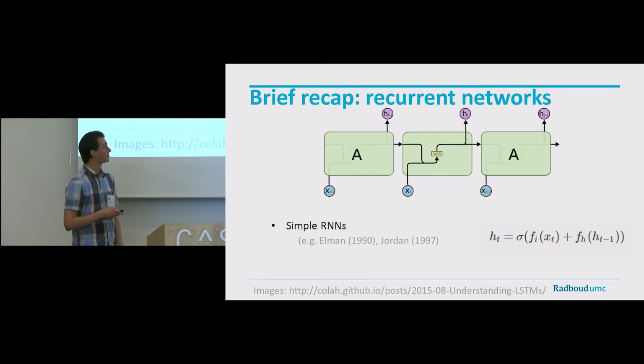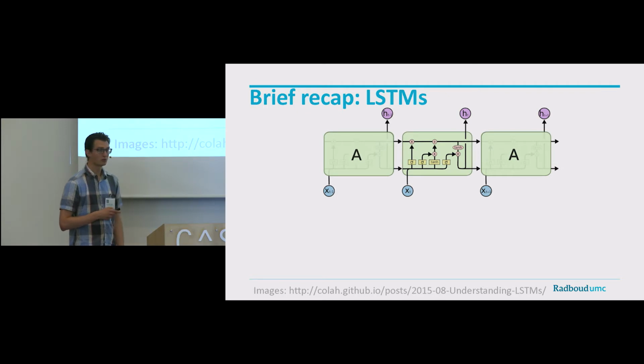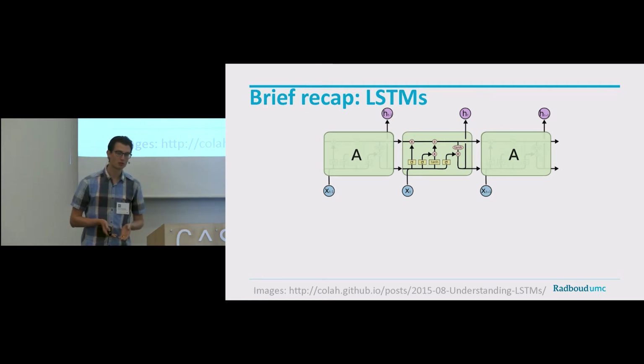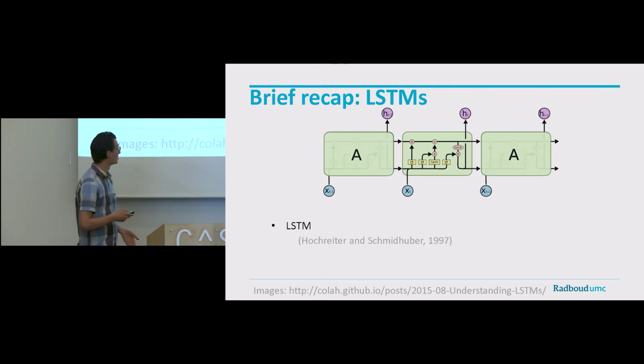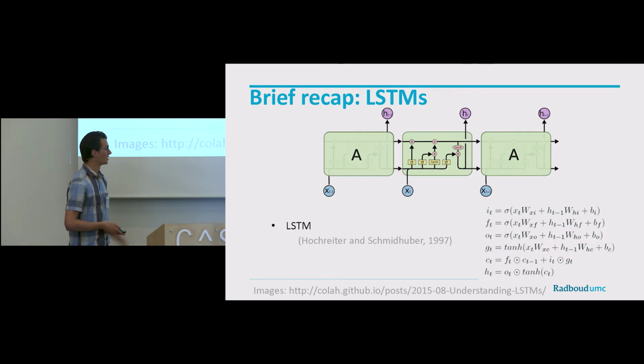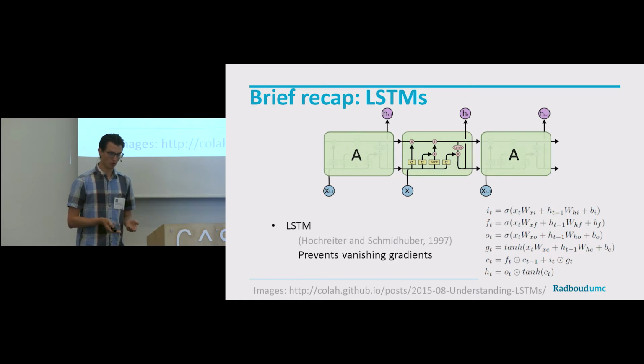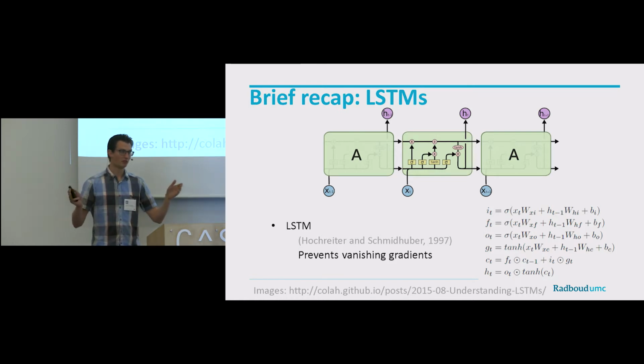This was often found to be a bit too simple, so then the long short-term memory modules were introduced by Hochreiter and Schmidhuber. This is a kind of formulation for it, but I won't go into detail too much about it. This is typically what you see. This is the implementation that we also use. It's kind of preventing the vanishing gradient problem, at least long-term dependencies tend to vanish over time.